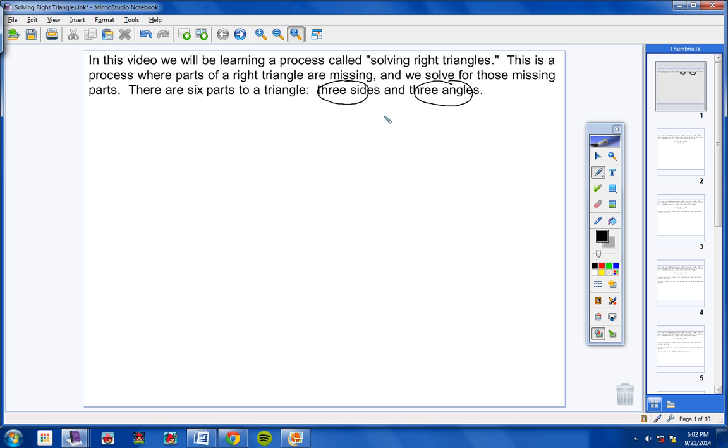So when we say we're going to solve a right triangle, what that means is if there's any missing sides or if there's missing any angles, we are going to find those missing sides or missing angles. Now, you can also solve triangles that are not right triangles. We're just not going to get into it in that lesson, but we will get into that later on this school year or later on in this chapter, okay? All right, let's continue on.